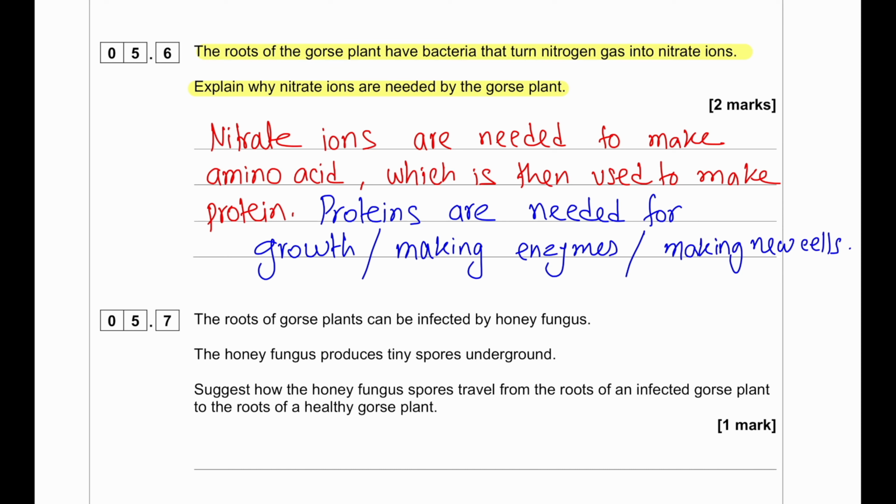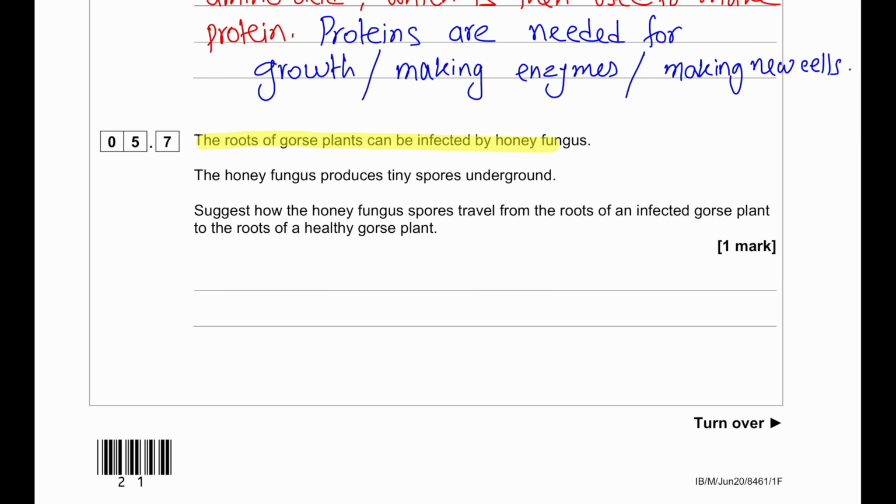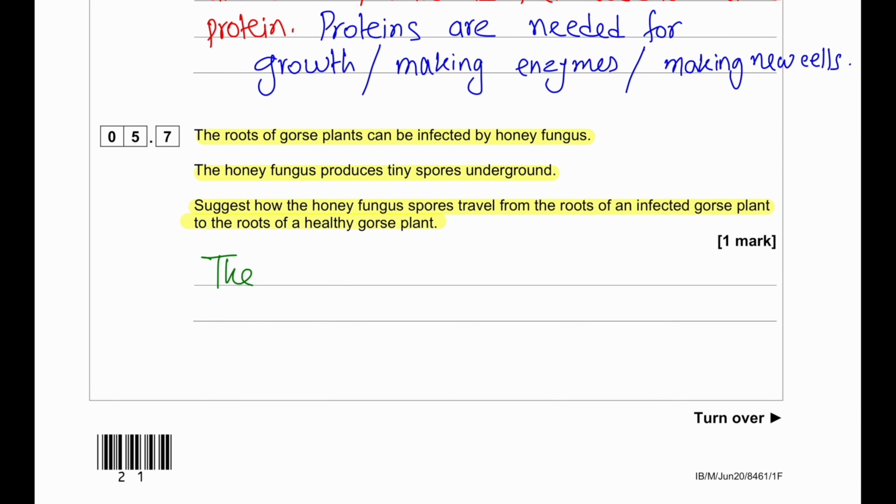The roots of the gorse plant can be infected by honey fungus. The honey fungus produces tiny spores underground. Suggest how the honey fungus spores travel from the root of an infected gorse plant to the root of a healthy gorse plant. The soil contains water, so in the soil water, spores can travel.